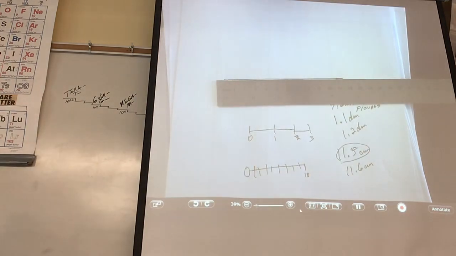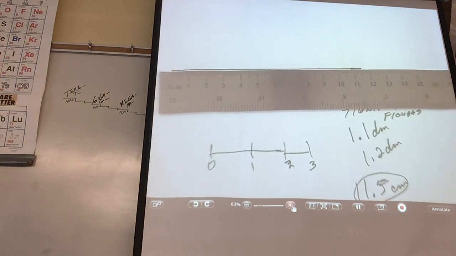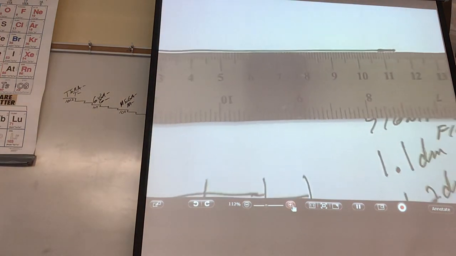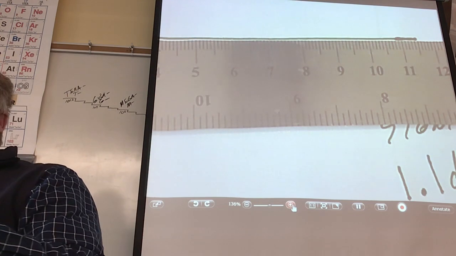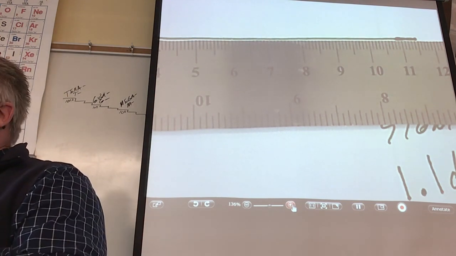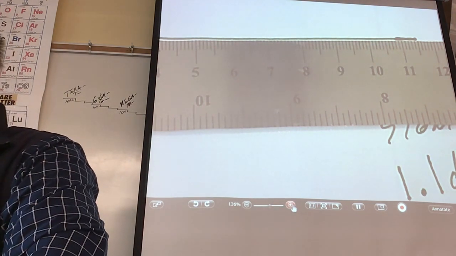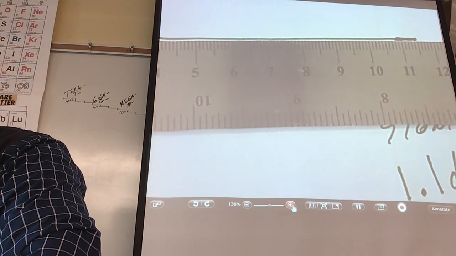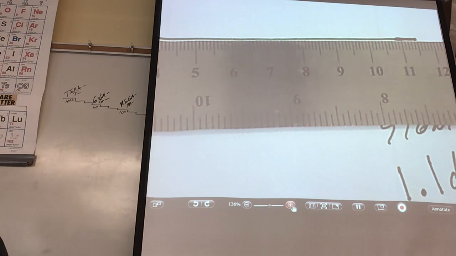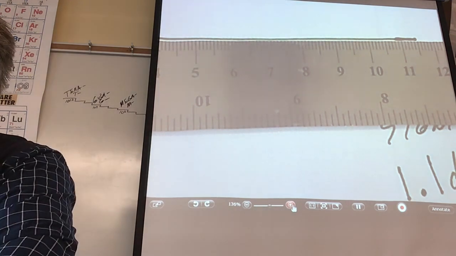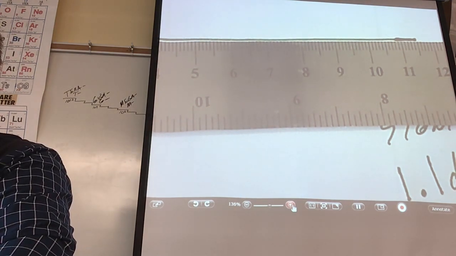Okay, let's do a little magic here. Now, we have a nice ruler here. These are actually in millimeters, but I'm going to use the word centimeters. So, what do you think this one is? 11 point, maybe not quite 5. What do you think? I think it's 5.